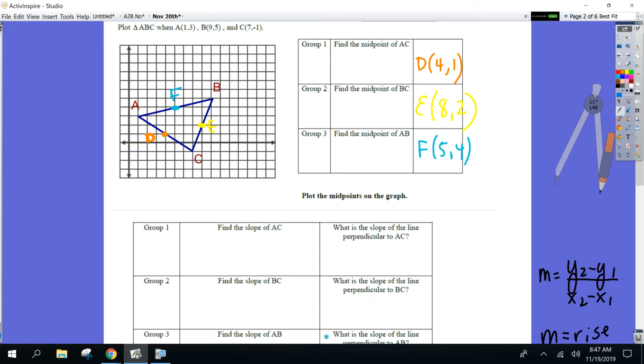Group 1, here we go, everyone. Group 1, because I'm going to have you do a little bit more than fill in the table. Group 1, what was the slope of AC? Negative 2/3, which would mean the slope of a line perpendicular to it.